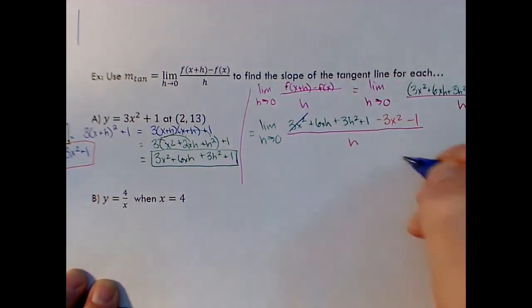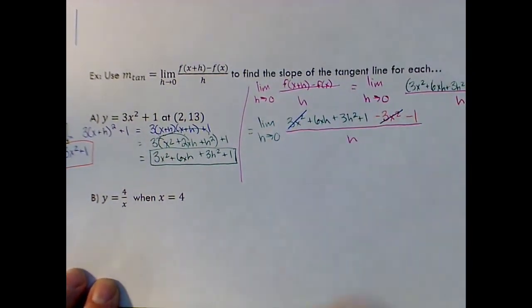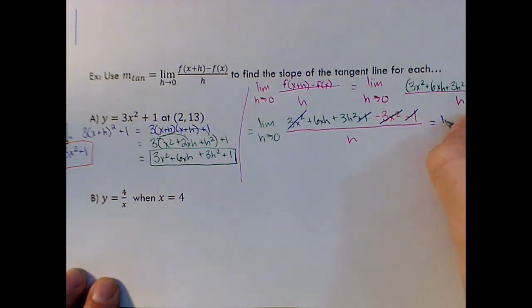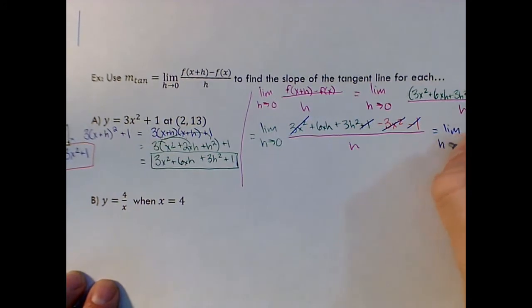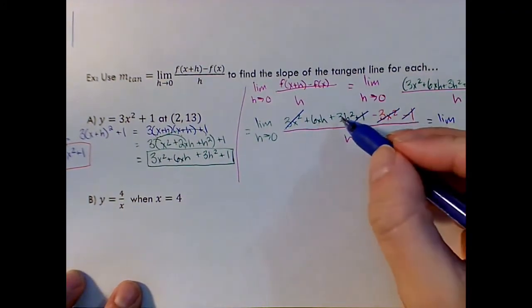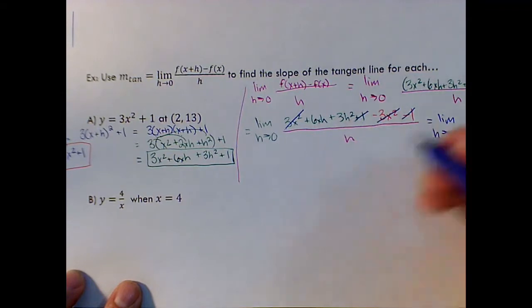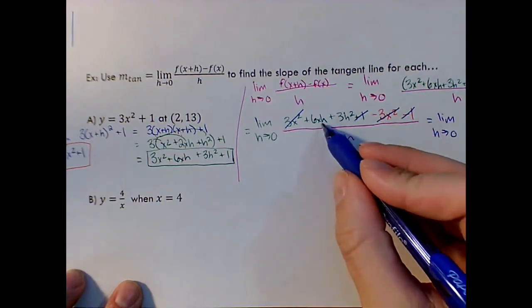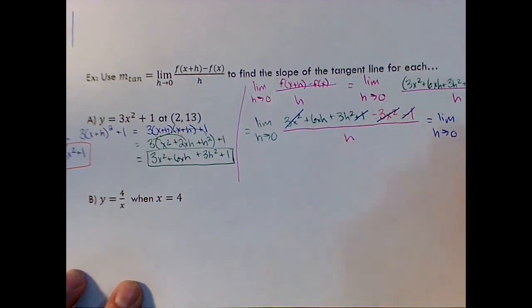At this stage, you might notice, wait a gosh darned minute. You cancel out, and you cancel out. Expect that to happen. Expect a lot of cancellations. So what we're left with is the limit as h approaches 0 of 6xh plus 3h squared. Well, wait a minute. I can factor out an h of that. So I'm left with 6x after I factor an h out, plus 3h.